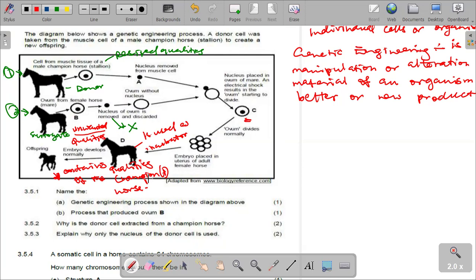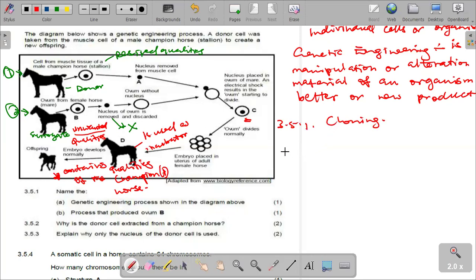So I'm sure you've heard and you understand this process of cloning. How is it being done? Let us quickly answer the questions below. Question 3.5.1: name the genetic engineering process shown in the diagram above. I've said that the process taking place there is cloning. The genetic process taking place is cloning.